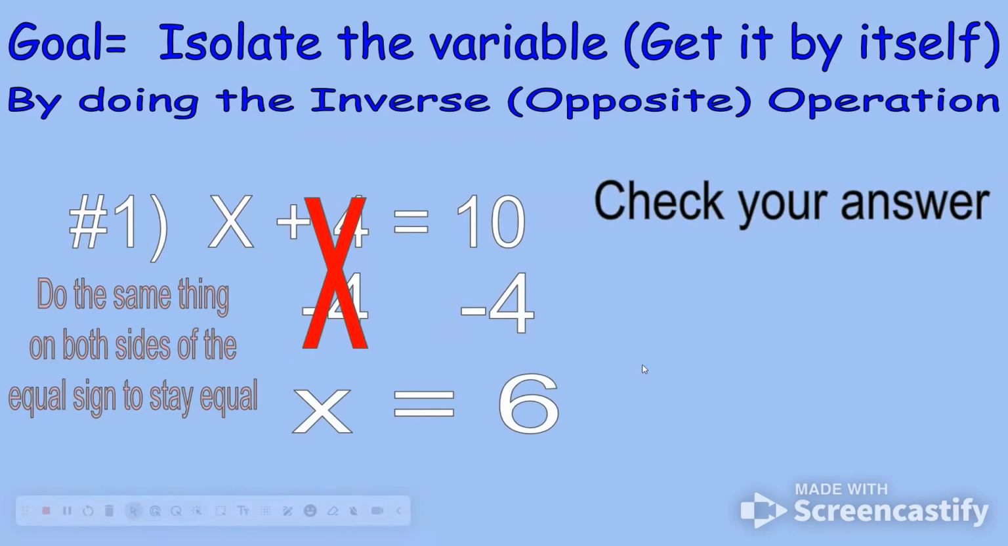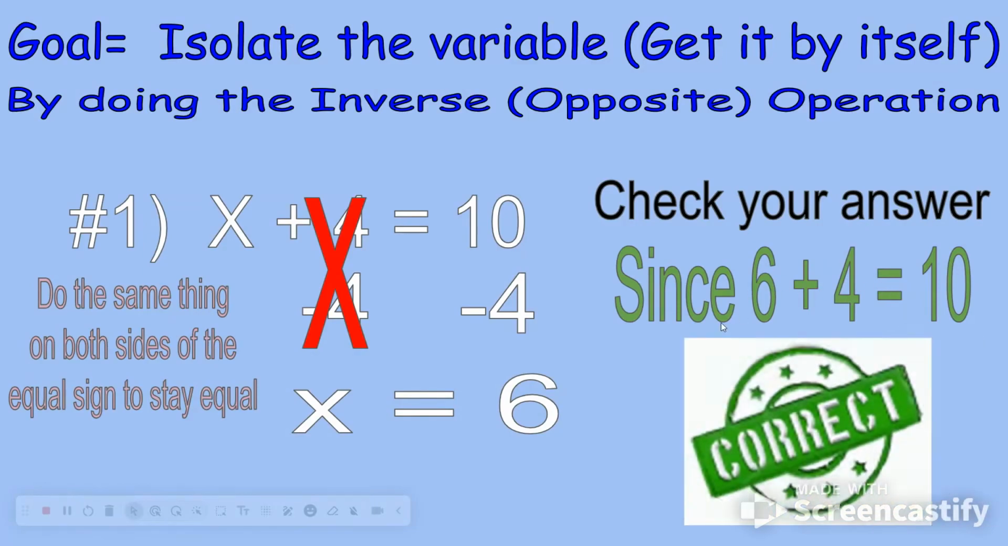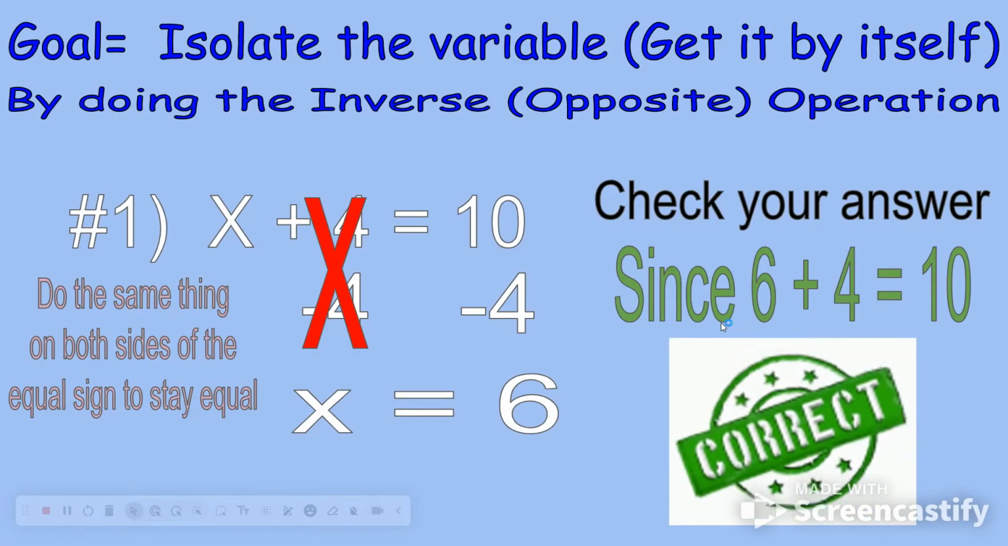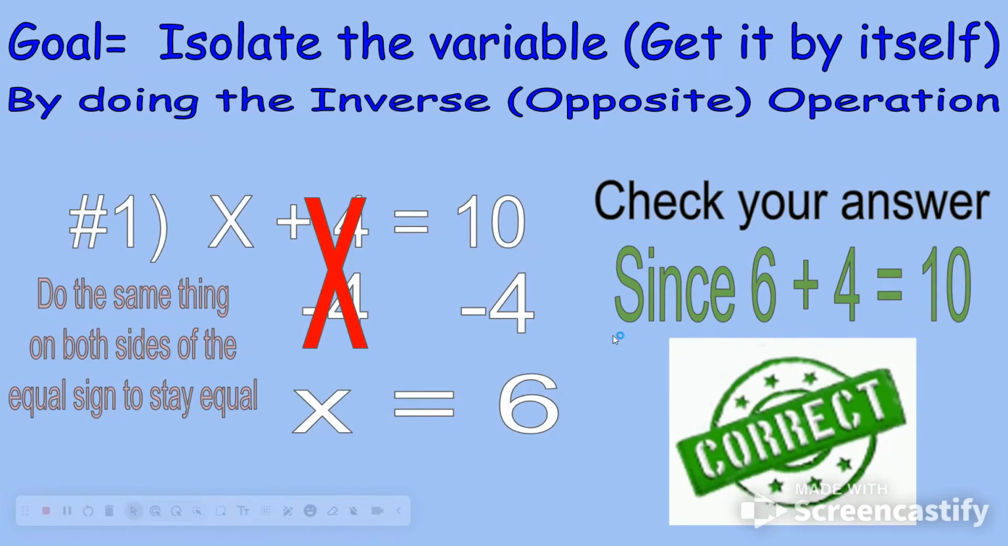The good thing about algebra problems is you can always check your answer. Okay, so to check my answer, I'm going to plug this 6 I just figured out x was in for x and see if it works. So in other words, instead of x plus 4 equals 10, I'm going to make it 6 plus 4 equals 10. And since we know 6 plus 4 is 10, we got the right answer. Okay, that's an example of an addition one-step equation.